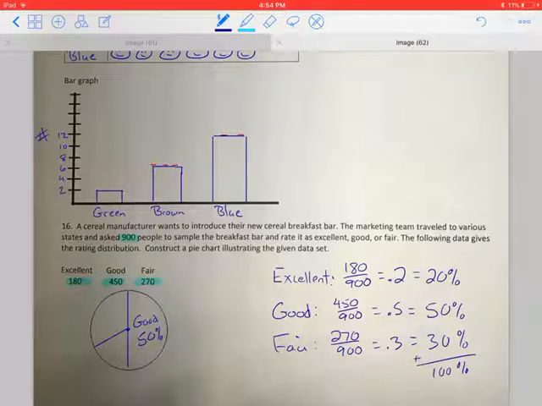And then the bigger piece will be 30%, and the smaller will be 20%. So the 30% would be fair, and the 20% would be excellent. So I'm not looking for total perfection on these, but the biggest piece of the pie should have the biggest percentage. And you can do the half and the 25% pretty well.